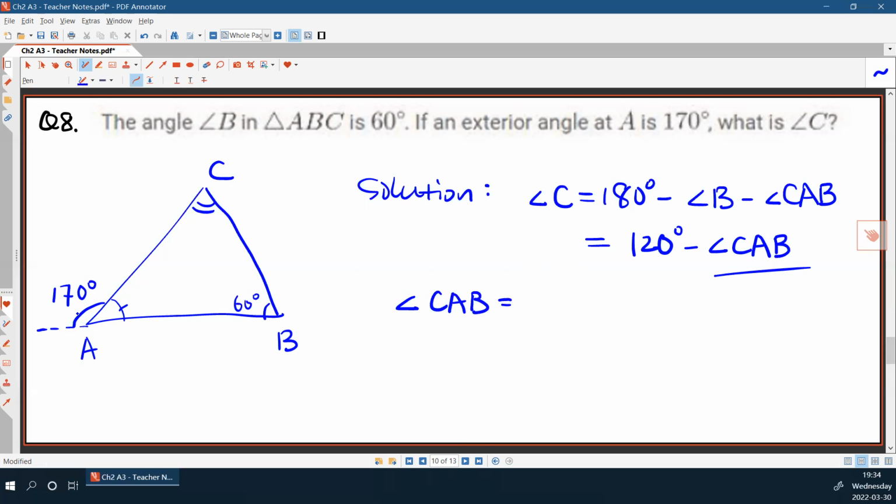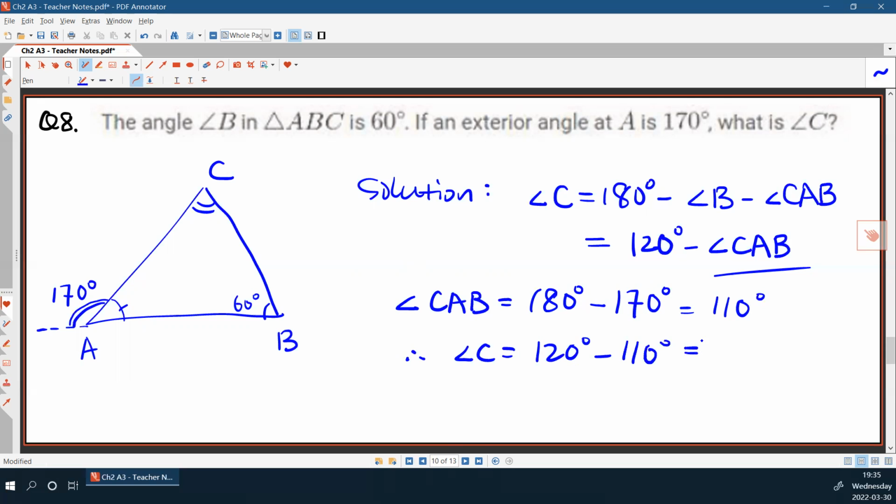is supplementary to the 170 degrees here, right? So it should equal 180 degrees minus 170 degrees, which is 110 degrees. Therefore, angle C is 120 degrees minus 110 degrees. Sorry, my mistake. This should be 10 degrees, right? And angle C is 120 degrees minus 10 degrees, which gives us 110 degrees, right? You follow me?